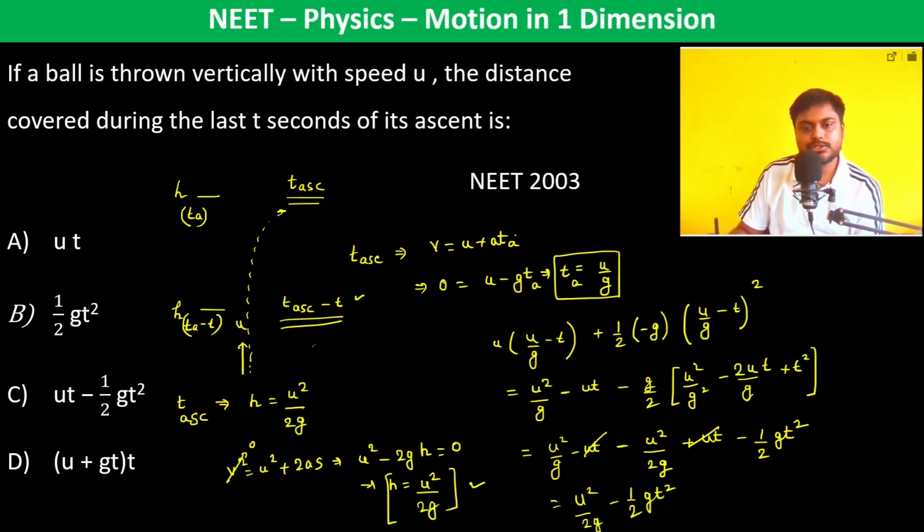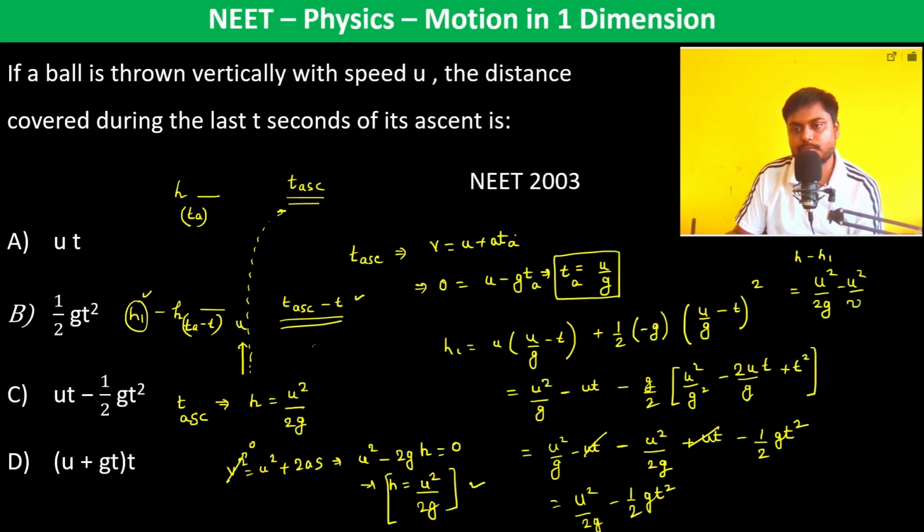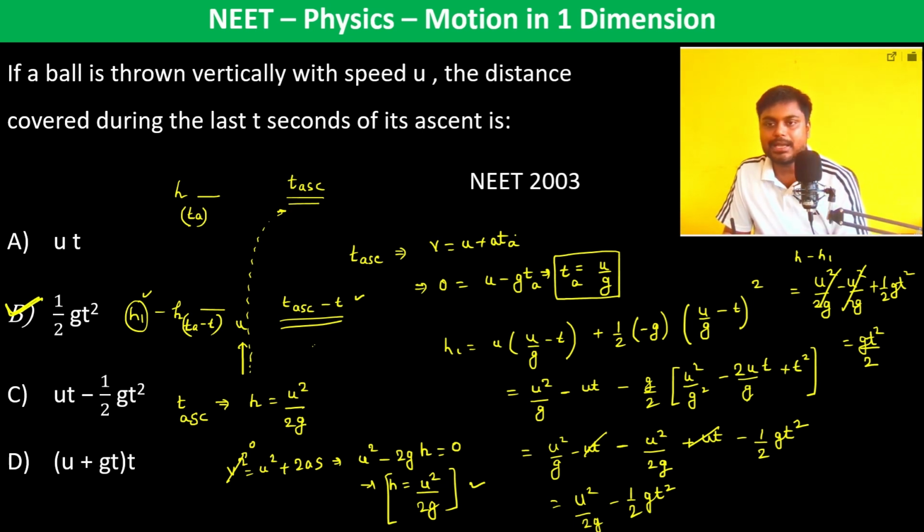So now this is h1. What we have to find out is h minus h1, which becomes u square by 2g minus u square by 2g plus half gt square. Those cancel, so this is gt square by 2. Therefore B is going to be the answer.